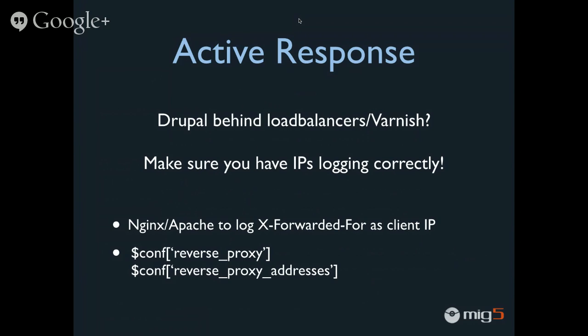You're not going to be adequately blocking those attackers. So in Nginx or Apache, you often find you need to be logging the X-Forwarded-For IP as the client IP, which is just a log format setting. Many guides online on how to do that. And also in the settings.php of Drupal, you need to set the reverse proxy addresses there. And that's for the syslog, the watchdog messages from Drupal, to log the right IP.